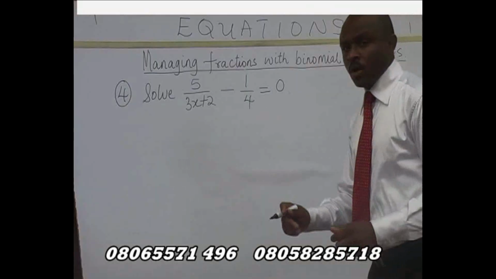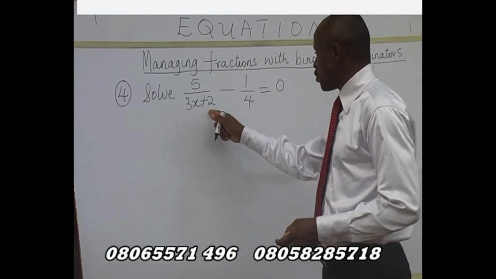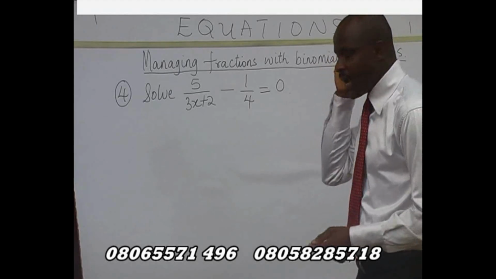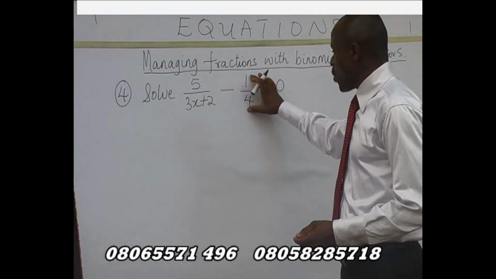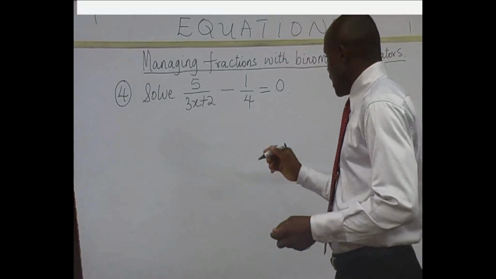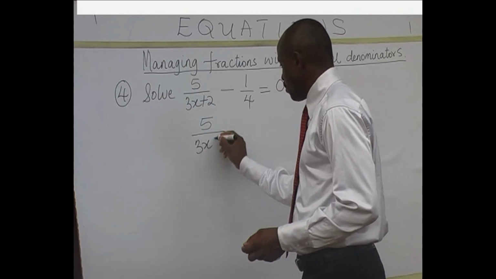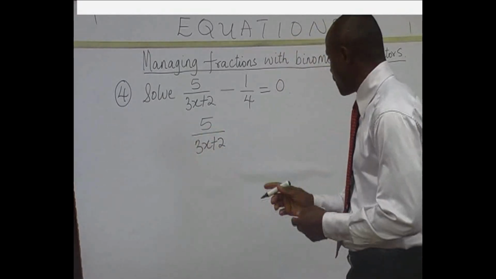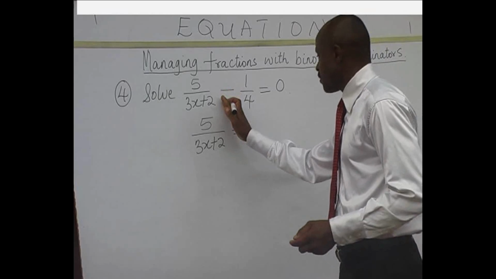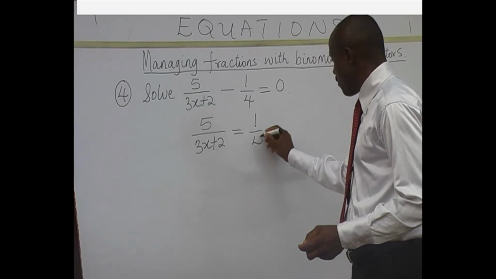Question number 4 said that we should solve the equation 5 all over 3x plus 2 minus 1 all over 4 is equal to 0. The first thing you do here is take minus 1 over 4 from the left hand side of the equation to the right hand side of the equation. When you are doing that, you are going to find out that you are going to have 5 all over 3x plus 2 only left in the left hand side of the equation, and it's going to be equal to, when minus 1 over 4 leaves the left hand side of the equation to the right hand side, it changes to plus. So in the right hand side of the equation, you are going to have 1 all over 4.